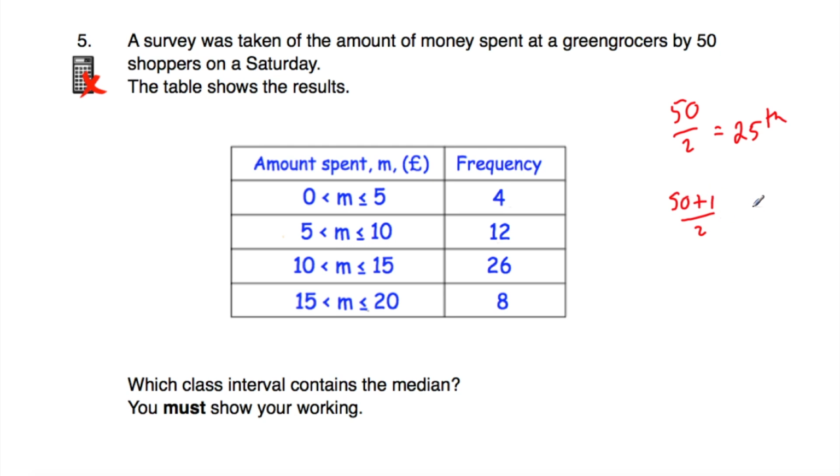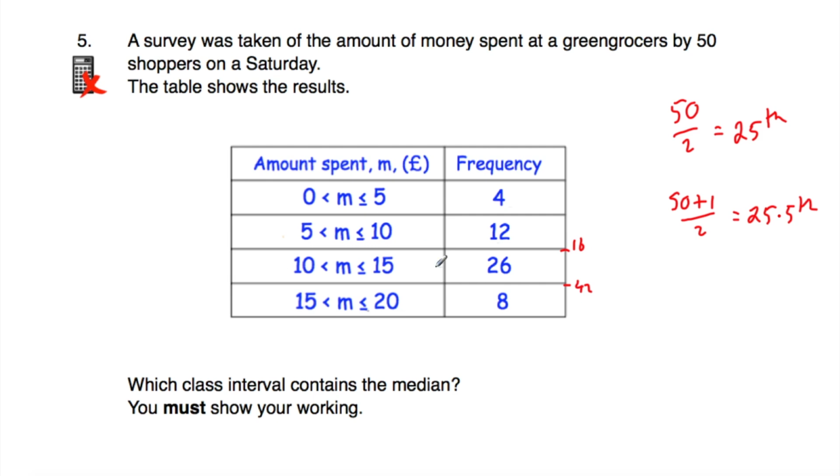So 50 plus 1 divided by 2 is equal to the 25th value. So let's look at our table and find which class interval contains the 25th value. Is the 25th value in here? No. Is it in here? Well, we've got 4 plus 1 over 12, that's 16 altogether so far. So is the 25th value in here? No. Okay, our next frequency, 26. Well, 16 plus 26 is equal to 42. So that means that the 25th value would be in this category here.